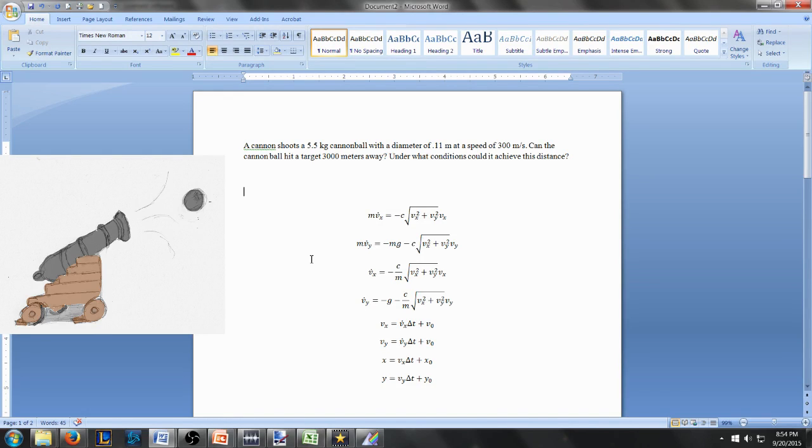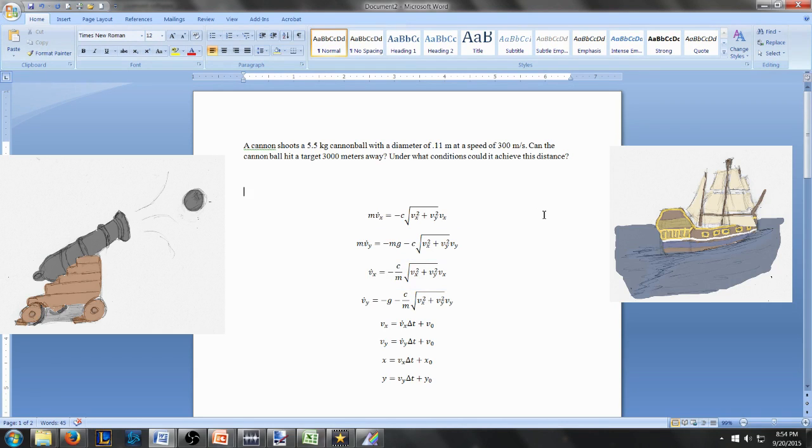A pirate ship cannon shoots a 5.5 kilogram cannonball with a diameter of 0.11 meters at a speed of 300 meters per second. Can the cannonball hit a target 3,000 meters away? And under what conditions could it achieve this distance?